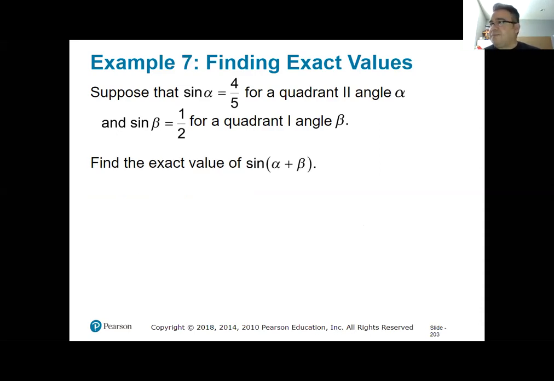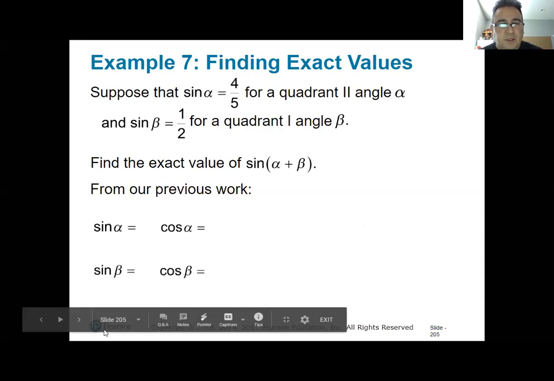Sine of alpha plus beta. You want me to give you a little bit of time to figure this one out? Okay, I'll give you a couple of minutes, and then I will return to see where we were. This is your hint. Think about your previous work, okay? I will be back in 2 minutes.